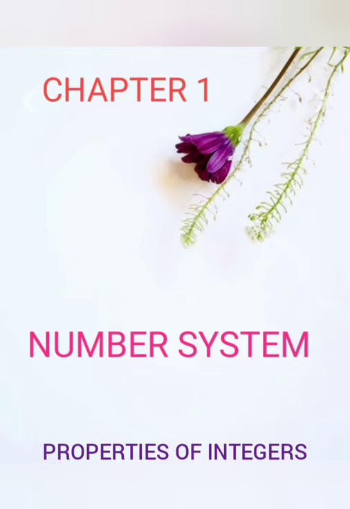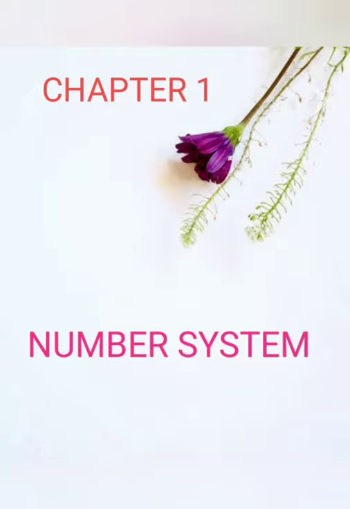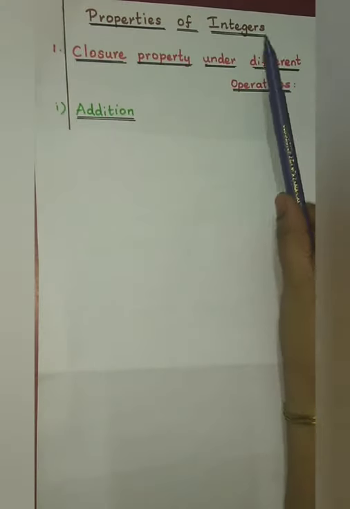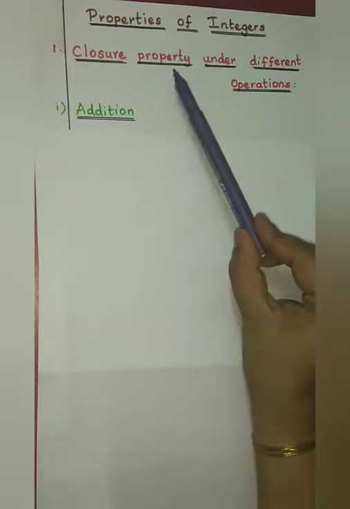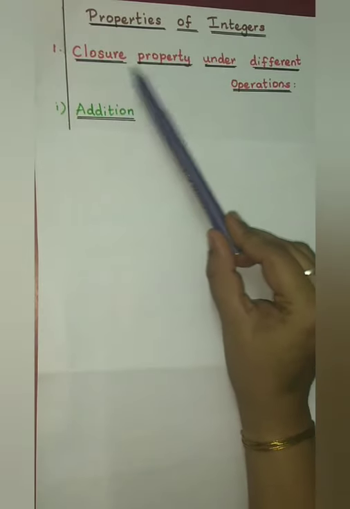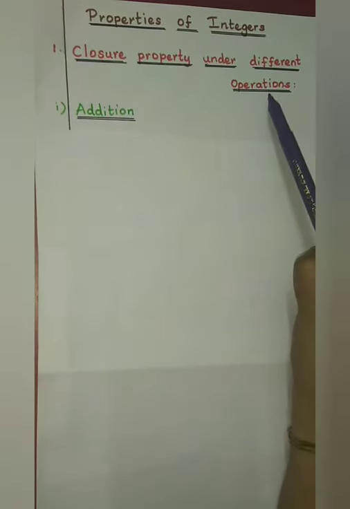In today's class, we are going to see in chapter 1 properties of integers. First property, closure property. Let us see closure property under different operations.